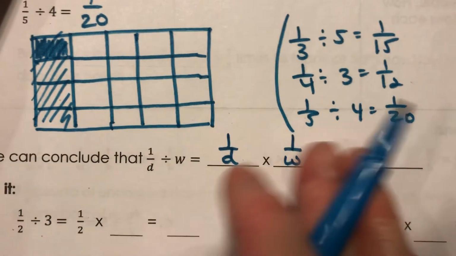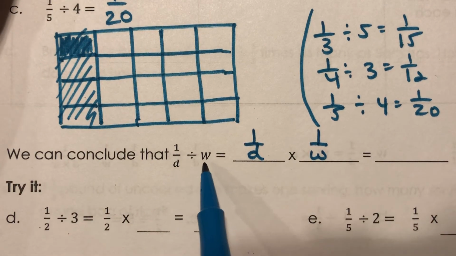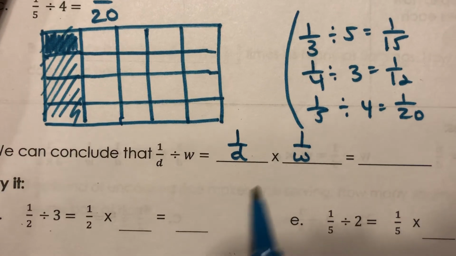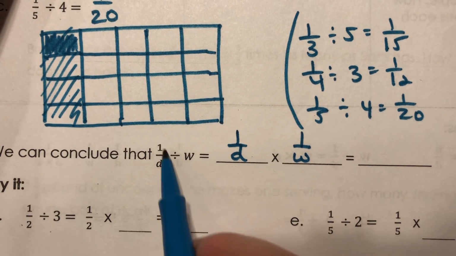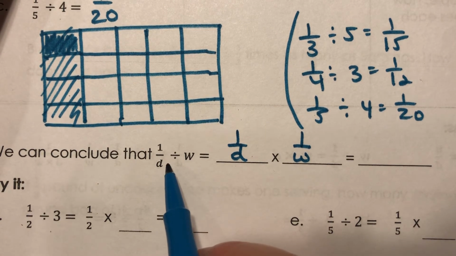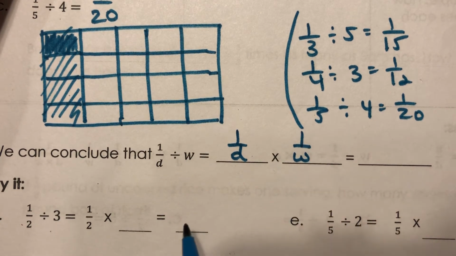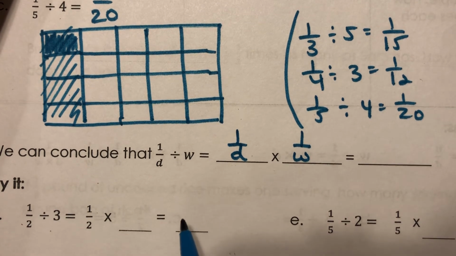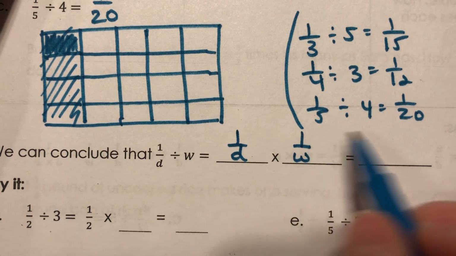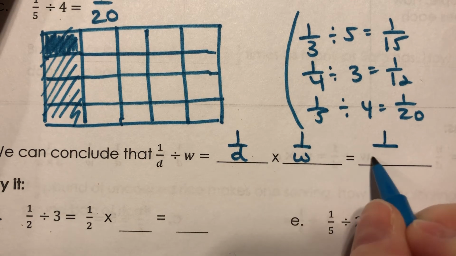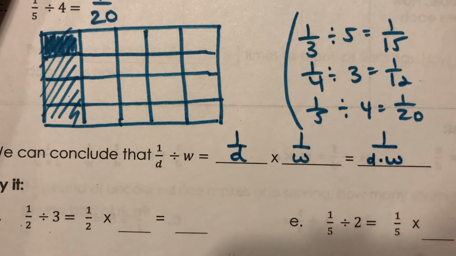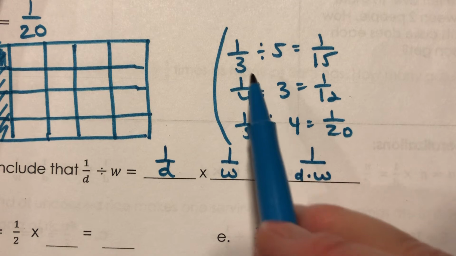So if you are dividing a unit fraction by a whole number, you can get your answer simply by multiplying the unit fraction you start with by the whole number with a 1 above it. It's actually, you're multiplying it by the reciprocal, but we'll throw that word out a little bit later. So the answer to this would give me 1 over d times w, which is what happened in all of these.